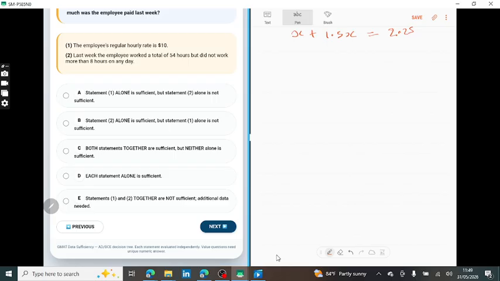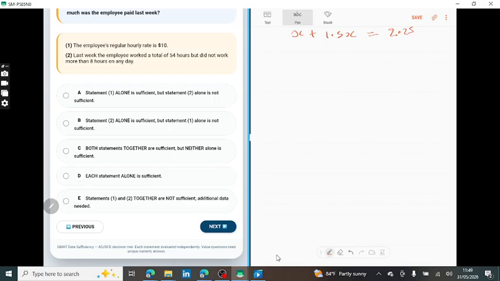So now the options reduce to 1, 2, 3. And since we are very sure that statement 1 is also not sufficient, the options are now reduced to only C and E. For now, this question is still not sufficient.